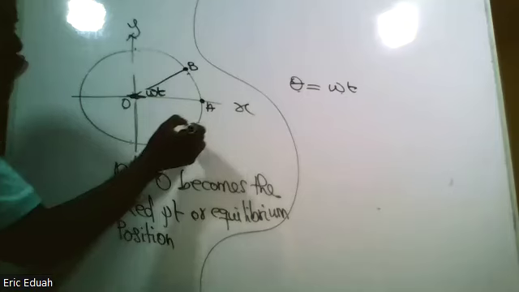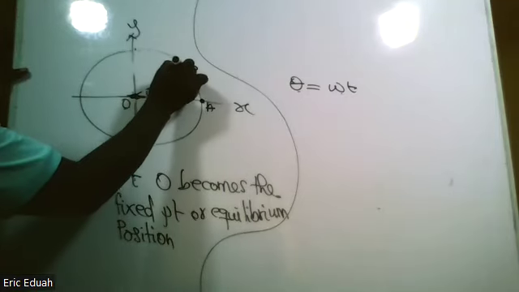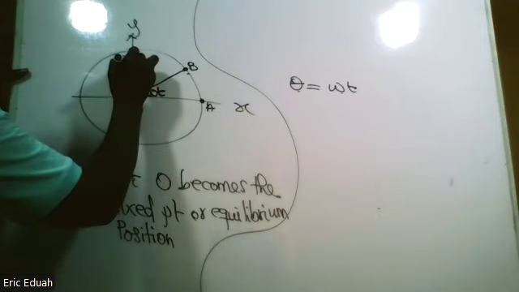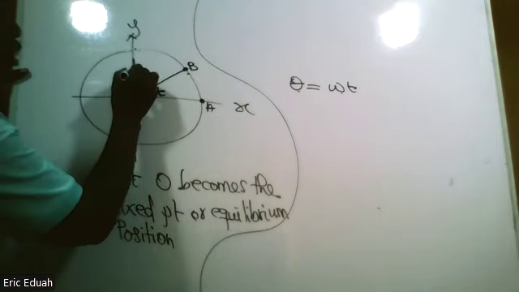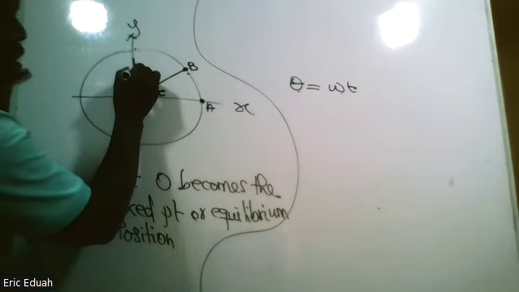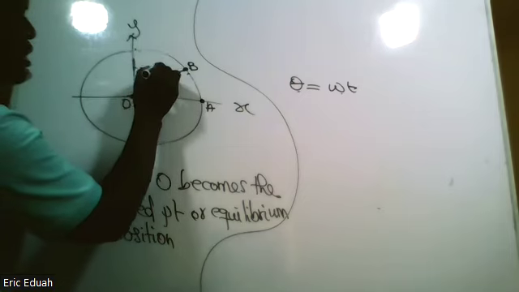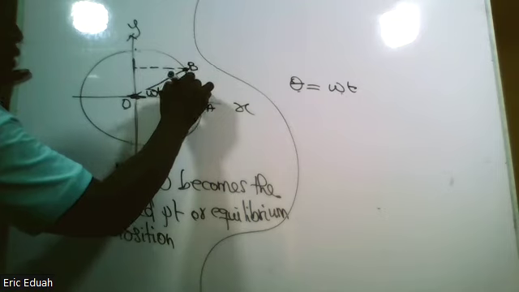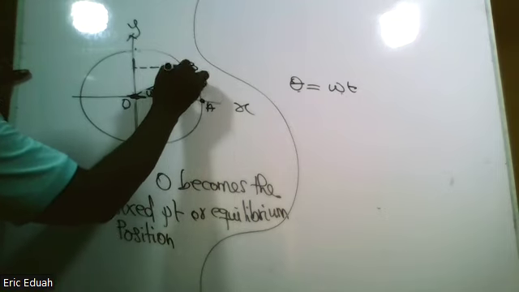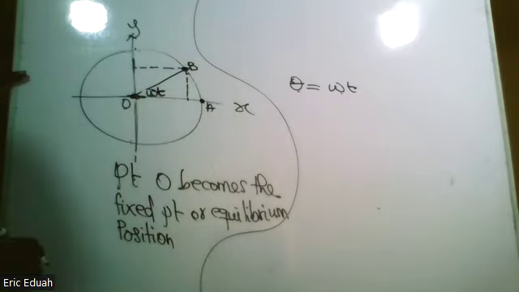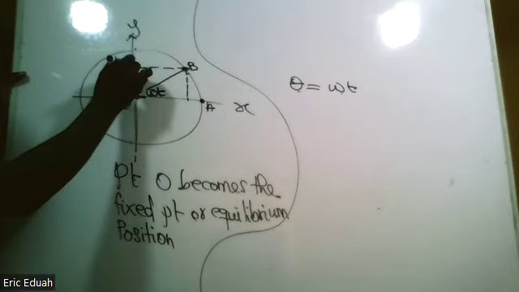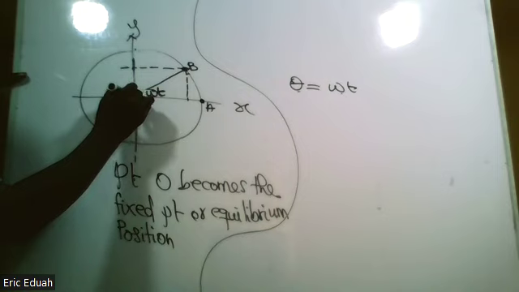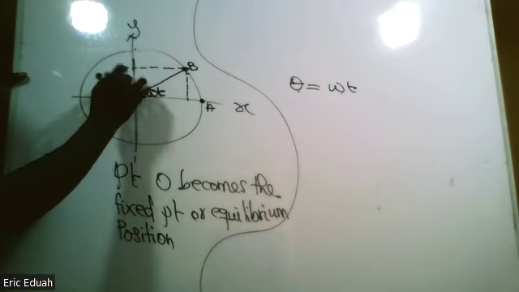Now, if the body gets to B, its position along the vertical can be traced to this point, or this point along the horizontal. So when the body is at B, this is its displacement around O, this distance.